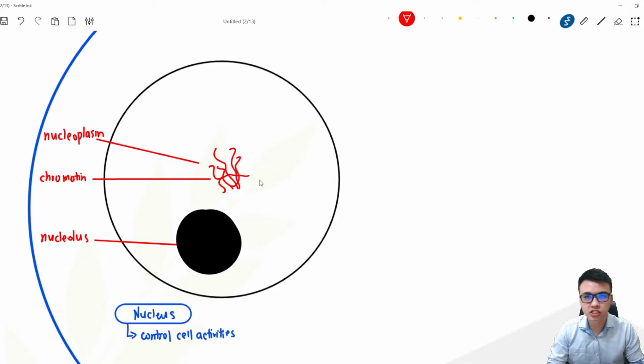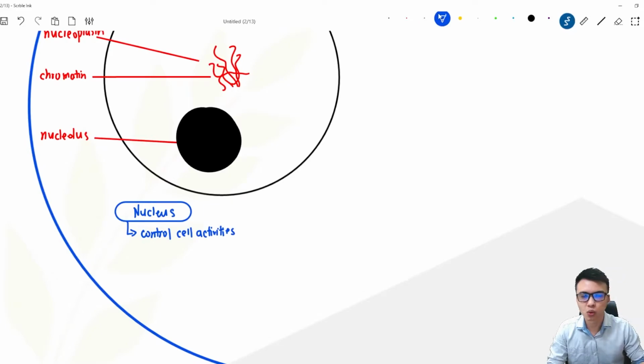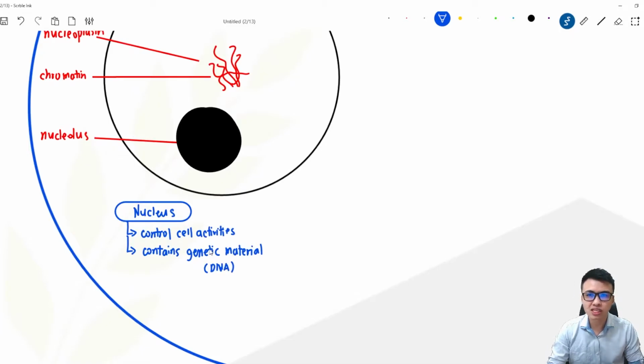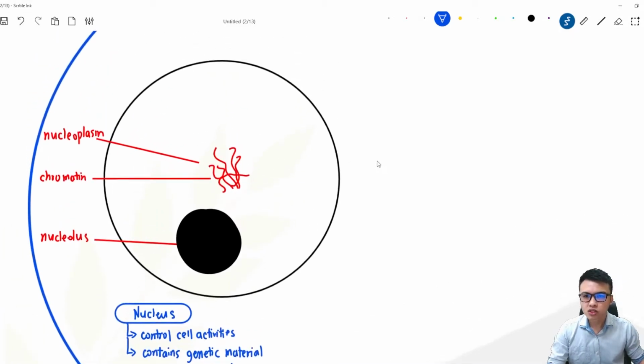All our information is stored here. That's why the nucleus has another function, which is that it contains the genetic material. What is genetic material? One example of genetic material is DNA. So DNA is stored inside the nucleus. All these things are surrounded by the membranes of the nucleus.